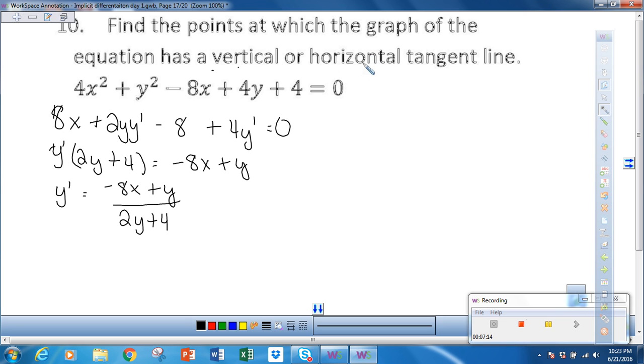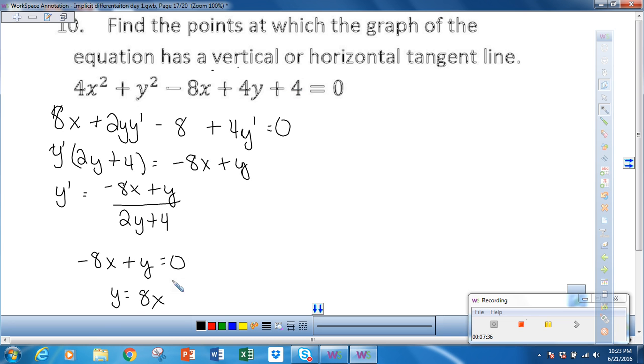Let's start with the horizontal tangent line. The horizontal tangent line is when the derivative is 0, and the derivative is 0 when the numerator is 0. So I have to set the numerator equal to 0. So I get y is equal to 8x. Now, how do I solve that? In this equation, every place I see y, I can replace it with 8x.